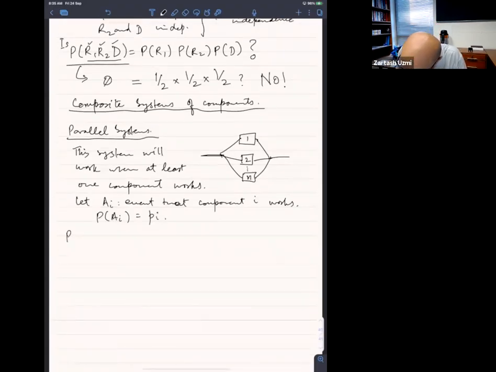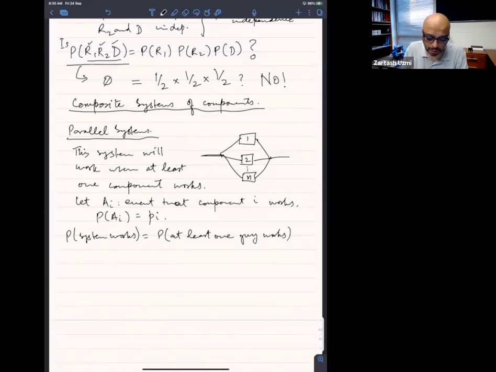So the probability that system works is equal to the probability at least one guy works. How do I find that probability? In order to find that probability, I can find the complementary probability. This is a trick that we often use, is 1 minus the probability that no component works.